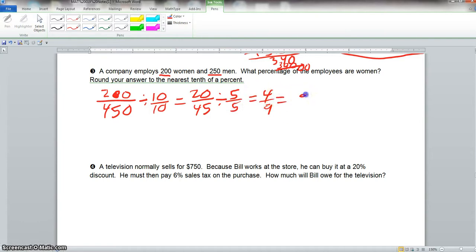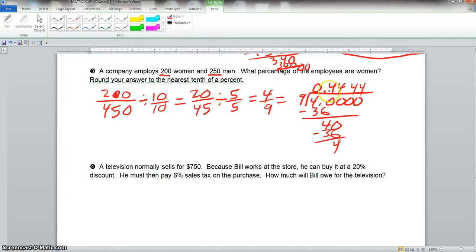Now let's divide. We would take 9 into 4.000. Remember I told you all before, whenever we want to round to the nearest tenth of a percent, we must go 4 digits behind the decimal. So 9 goes into 4 0 times. 9 goes into 40 4 times. 40 minus 36 is 4. 9 goes into 44 times. And we know this process is going to keep repeating. So we know the rest of these are going to be 4s.